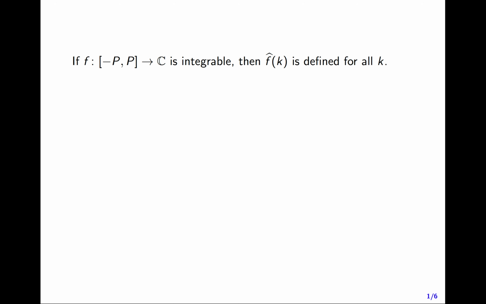If you have a function on the interval minus p to p into the complex plane, and this function is integrable, then the Fourier coefficients f hat of k are defined for all integers k. In this video, I will just use the complex Fourier coefficients f hat. Of course, we can also talk about the real coefficients ak and bk. So we know how to define the Fourier coefficients, and we know how to calculate them. We have practiced doing those integrals and using our formulas.